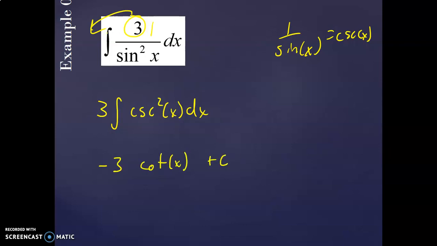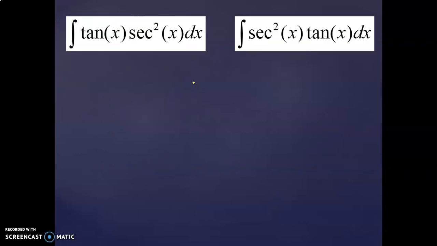Remember that anytime it's an indefinite integral, you need plus c, because this is just the antiderivative. It's the equation that will give you this 3 over sine squared of x if you take the derivative. So if I take the derivative of negative 3 cotangent, I'm going to get positive 3 cosecant squared, which is the same as 3 over sine squared. But I need that plus c because no matter what that constant is, when I take the derivative, it goes away. So anytime it's indefinite, make sure you have your plus c.